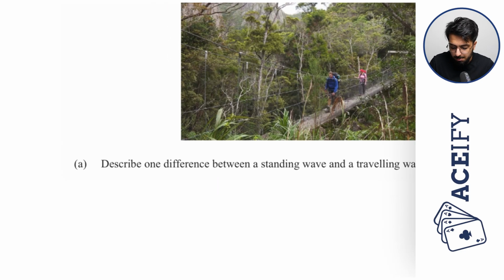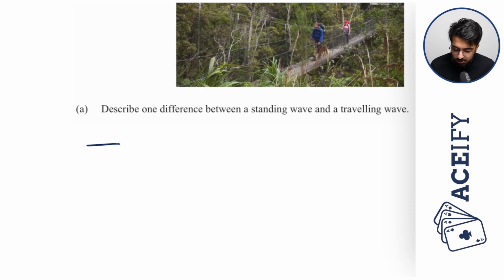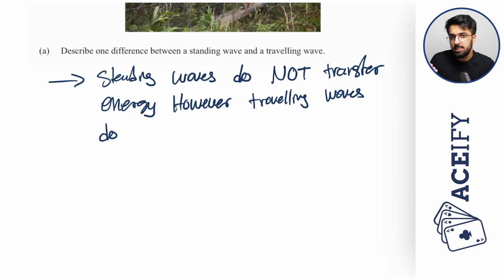Alright, so there are multiple answers to this, but one of the answers that you can say is that standing waves do not transfer energy, however traveling waves do. Or we can also say that standing waves have fixed points of nodes and antinodes, or we can also say that a standing wave requires two sources to interfere with each other, however a traveling wave does not require this.